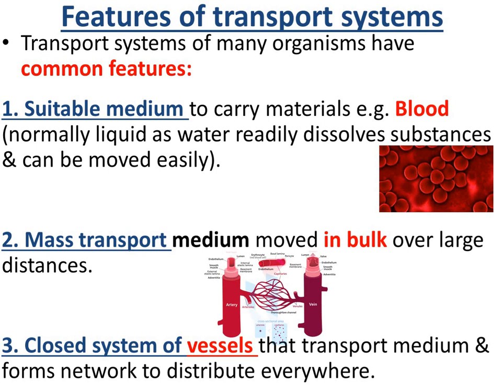They probably have a closed system of vessels that transport the medium and form a network to distribute it everywhere. So we have our arteries, which will then divide into capillaries to penetrate through the tissues, and then they will reform veins at the other side. So it allows more targeted delivery, for the nutrients to go to a more targeted place, or the oxygen to go to a more targeted place.